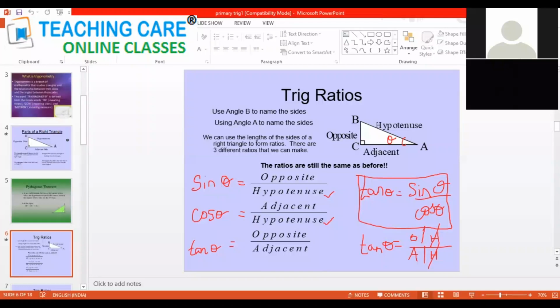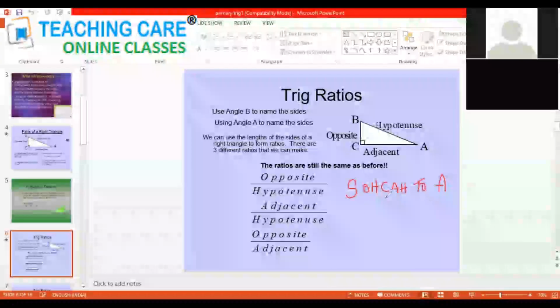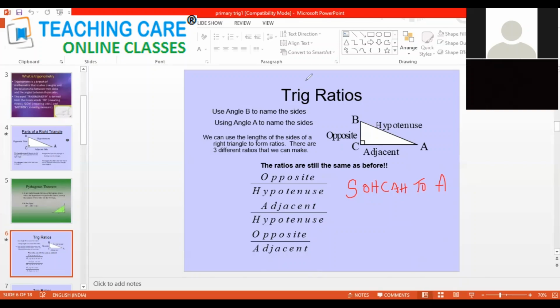Got it? But to remember this, they have one more thing. This is the name of an England queen, Queen Elizabeth or someone. They use the word SOH-CAH-TOA. It is actually the name of a queen, and the mathematicians thought they would use her name for this. See the first letters.